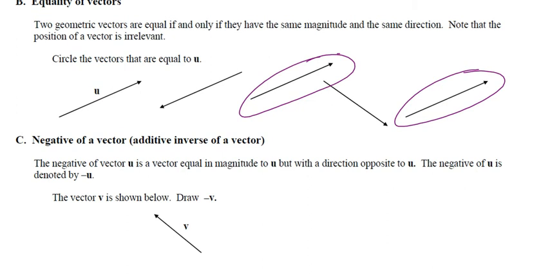Negative of a vector, or the additive inverse, right? There's no such thing really as a negative, it's the additive inverse. The negative of a vector u is a vector equal in magnitude to u, but with a direction opposite to u. The negative of u is denoted by negative u. The vector v is shown below. Draw negative v.